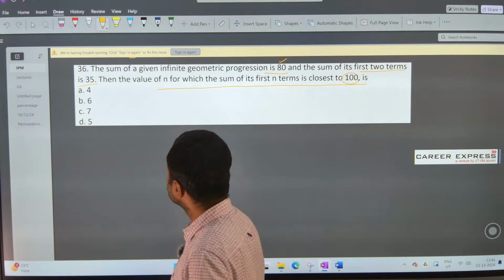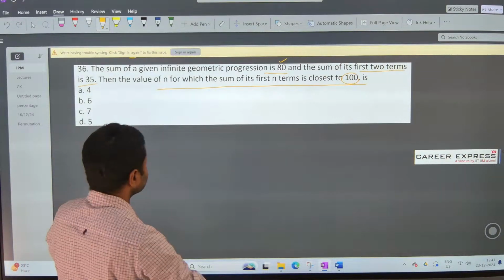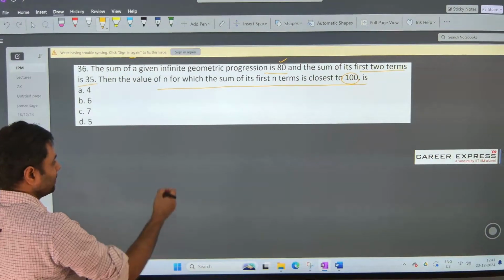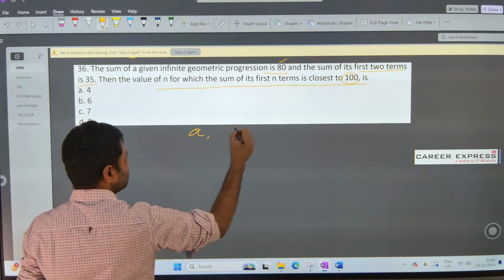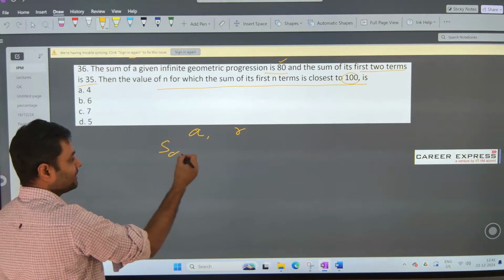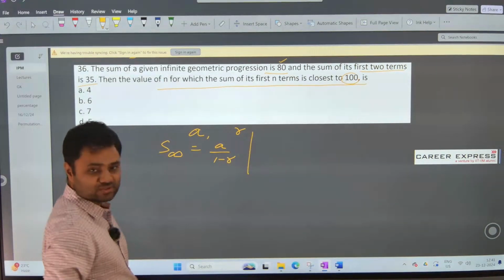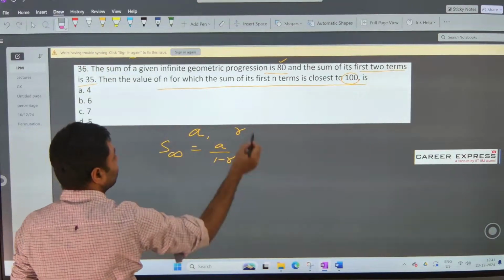So we can say probably R will be negative. But let us check. Sum of infinite terms of a geometric progression: if I assume that the first term is A and the common ratio is R, then the sum of infinite terms is A upon 1 minus R. That is the first information, and the question says that this sum is equal to 80.